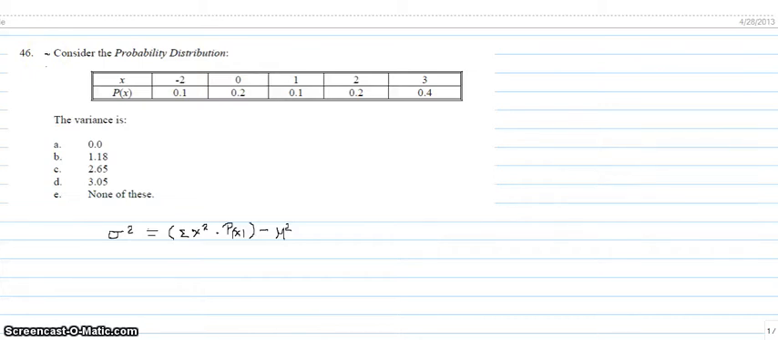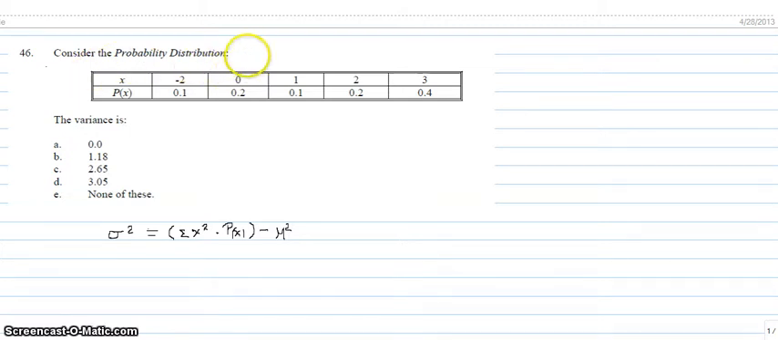Consider the probability distribution. Below we have our chart. The variance is A, 0, B, 1.8, C, 2.65, D, 3.05, or E, none of these. Before we even begin to try and solve this problem, it's important to note that the table we're looking at is the same table that we did in problem 45.